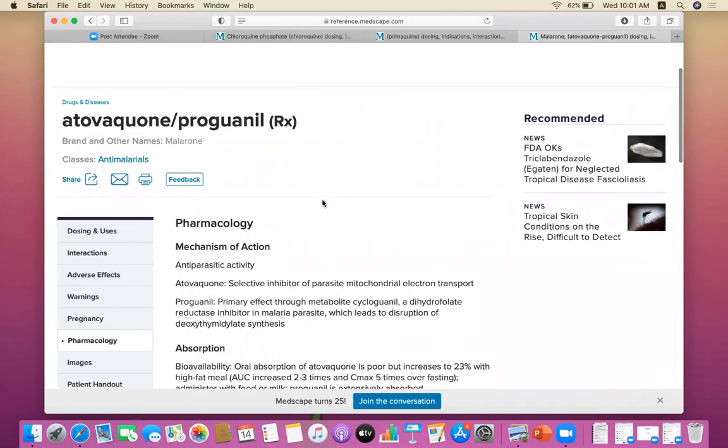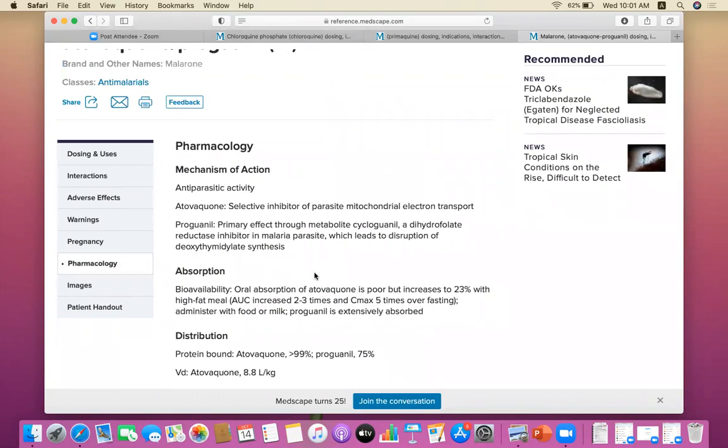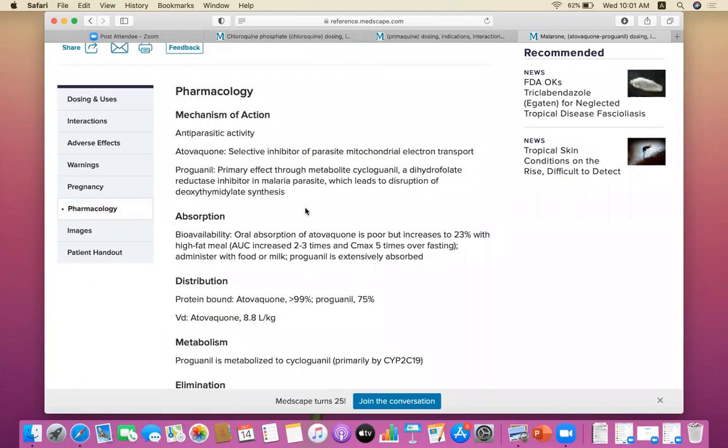It has anti-parasitic activity. Atovaquone is a selective inhibitor of the parasite mitochondrial electron transport, and proguanil has its primary effect through the metabolite cycloguanil, a dihydrofolate reductase inhibitor in the malaria parasite, which leads to disruption of deoxythymidylate synthesis. So indirectly, it inhibits the folic acid synthesis.